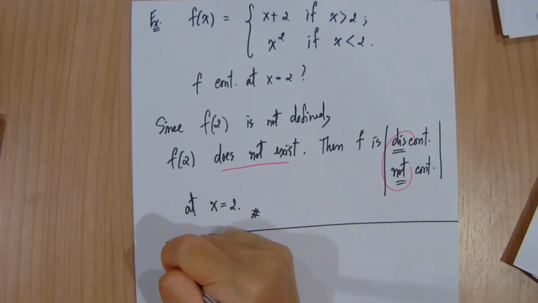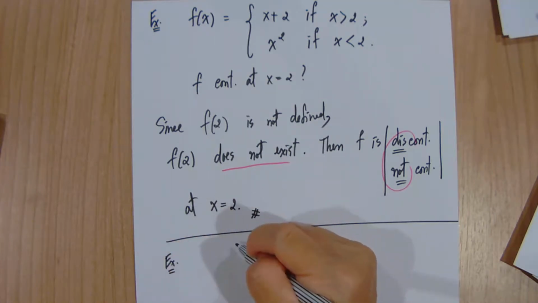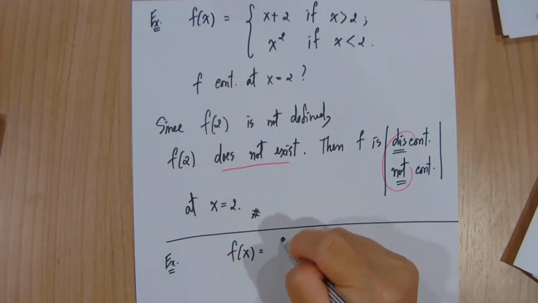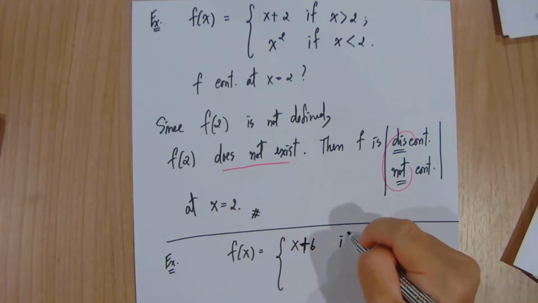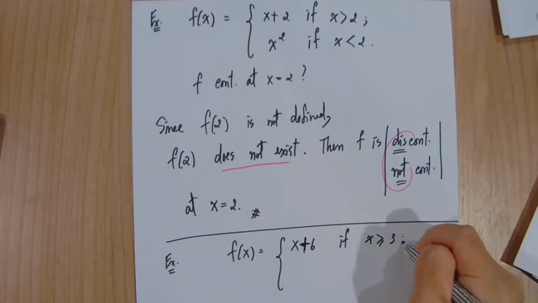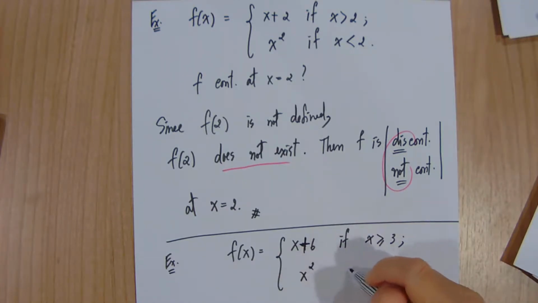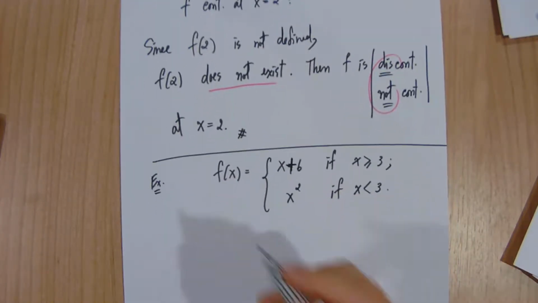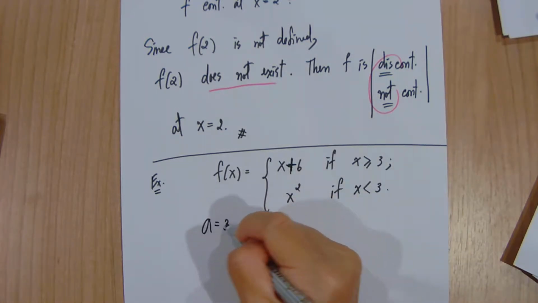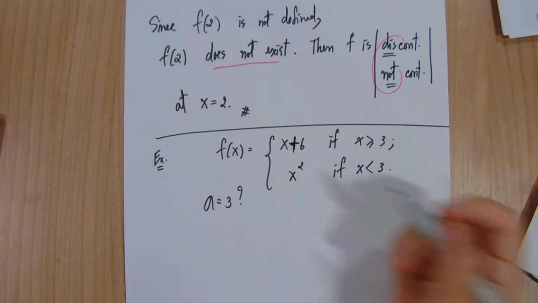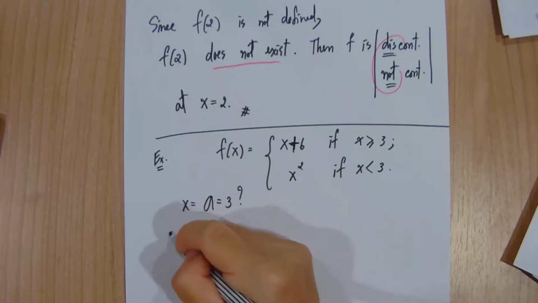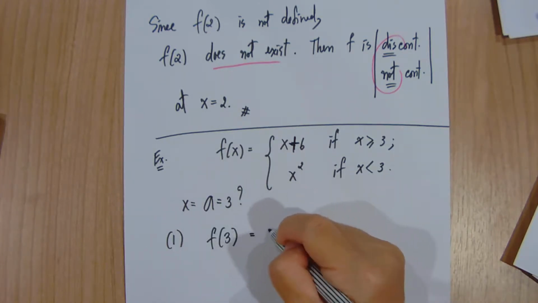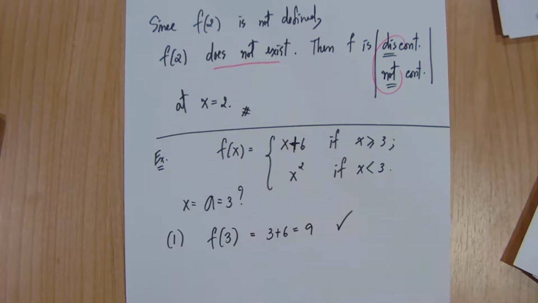Okay, so let's see more. Okay, so the case that exists: f of x equals x plus 6 if x is greater than or equal to 3, and equals x squared if x is less than 3. First we have to find, at the point x equal 3, first condition: does f of 3 exist or not? So you get 9. This exists.